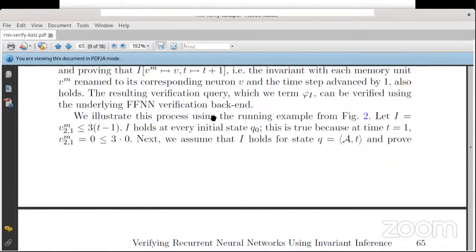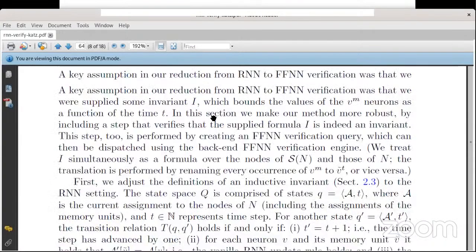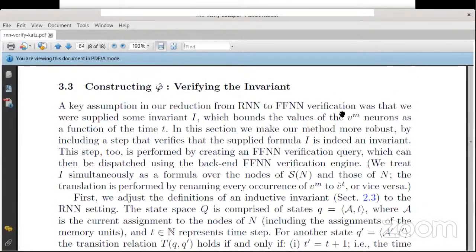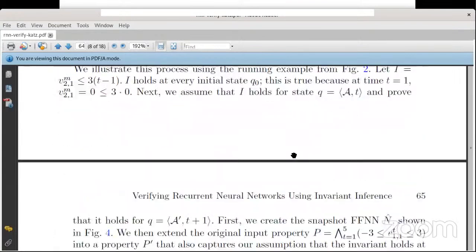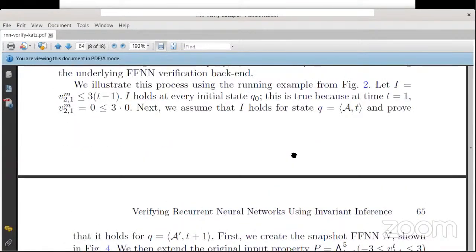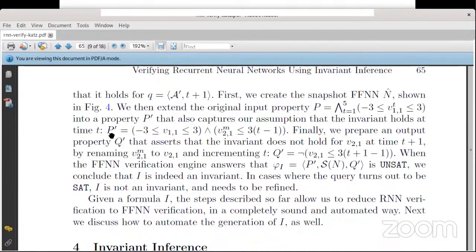So this is about checking whether this is an inductive invariant or not. Remember last time we saw that there are two checks to be done. One was very simple: you had to check that 0 is less than or equal to 3 times 0, so the initiation check was fine. The other check was constructed as a feed forward neural network verification query, and essentially what you're checking is just the consecution property, which is what this section covers.